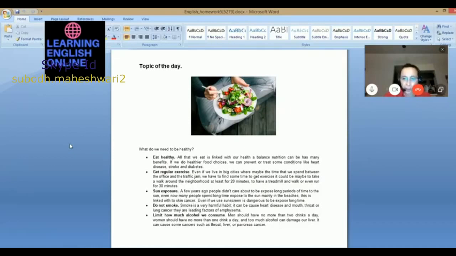Sun exposure. A few years ago, people didn't care about being exposed for long periods of time to the sun. Even now, many people spend long time exposed to the sun, mainly on the beaches. This is linked with skin cancer. Even if we use sunscreen, it's dangerous to be exposed for a long time.